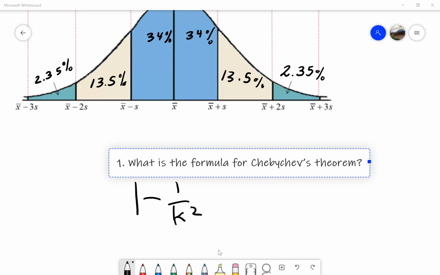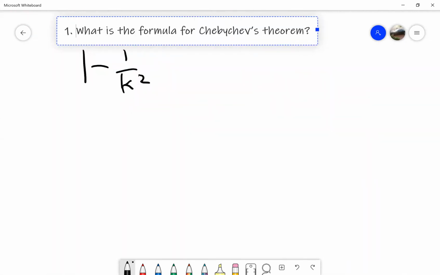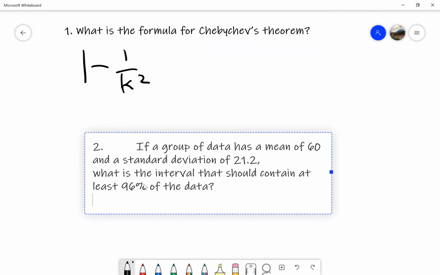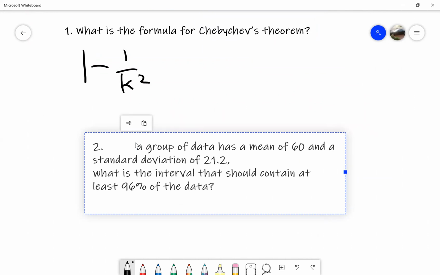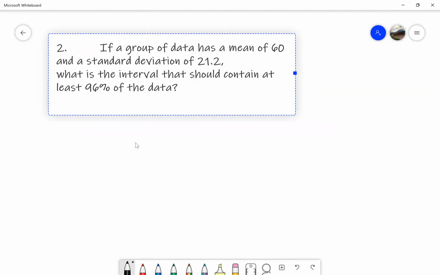All right, let's do the next question. I'm really not gonna do it, I'm gonna set it up for you guys, so you can do it. So here's gonna be the next question. I'm gonna paste the question there. It says, if a group of data has a mean of 60 and a standard deviation of 21.2, what is the interval that should contain at least 96% of the data? Would we use the empirical rule or Chebyshev's theorem?